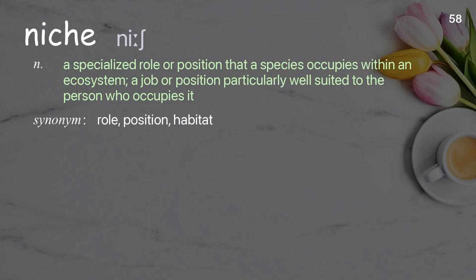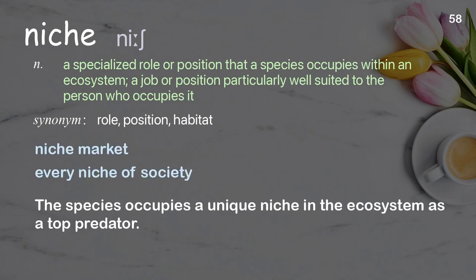Niche. A specialized role or position that a species occupies within an ecosystem, a job or position particularly well suited to the person who occupies it. Examples: niche market, every niche of society. The species occupies a unique niche in the ecosystem as a top predator.